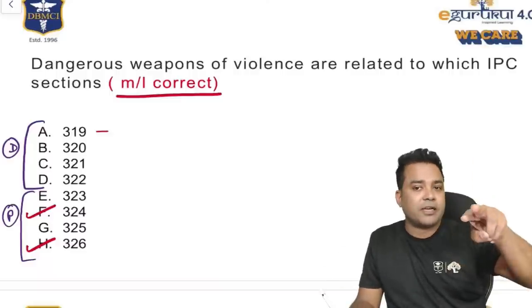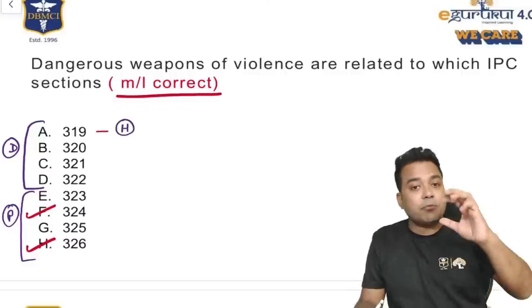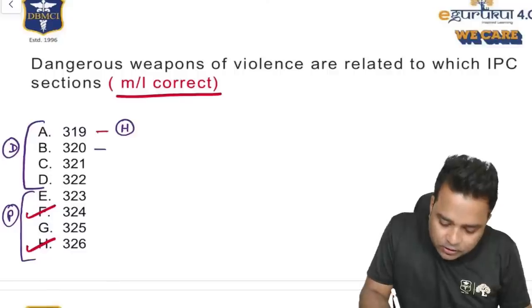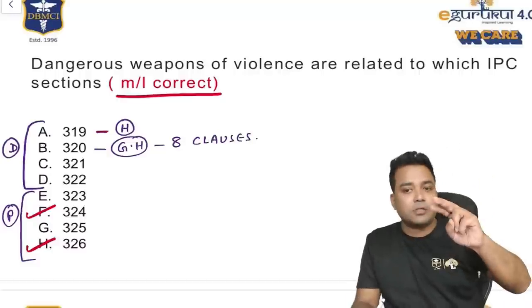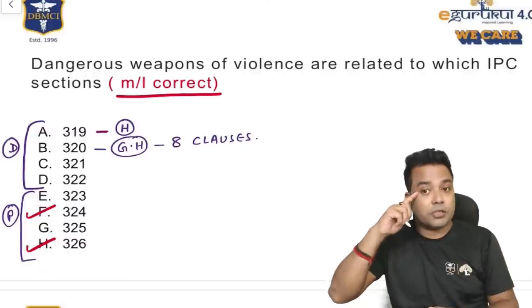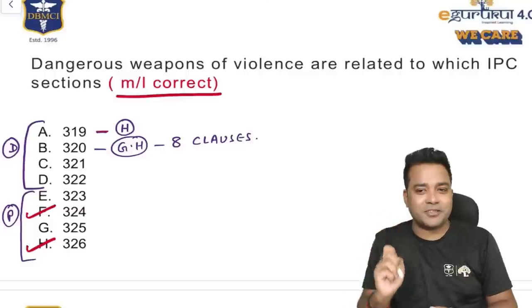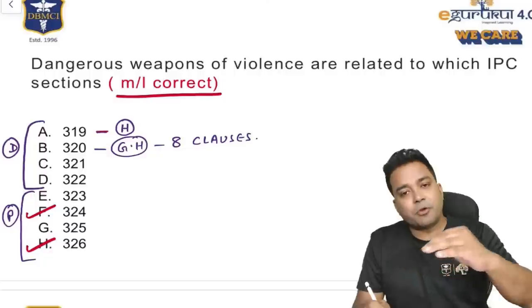So what do they define? 319 defines hurt. Hurt is any bodily pain, disease or infirmity caused to a person. 320 IPC, on the other hand, defines grievous hurt under 8 clauses. What are the 8 clauses? Just a quick recap. First clause is emasculation. Second is permanent privation of vision of either of the eyes. Third is permanent privation of hearing of either of the ears. Fourth is permanent privation of any MJ. MJ for member or joint.